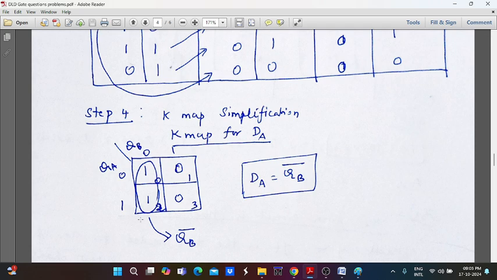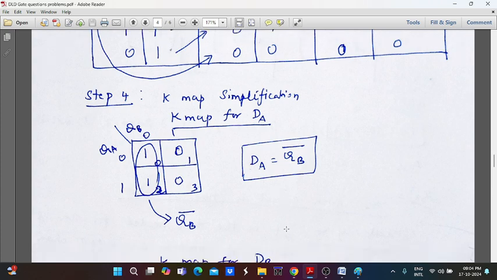That is, dual mapping can be done here, and the corresponding row variable can be cancelled and only the column is considered. So for the first column the corresponding value is binary 0. The corresponding variable is QB. If it is in SOP form 0, the variable can be assigned as a bar. So QB bar is the answer for DA.